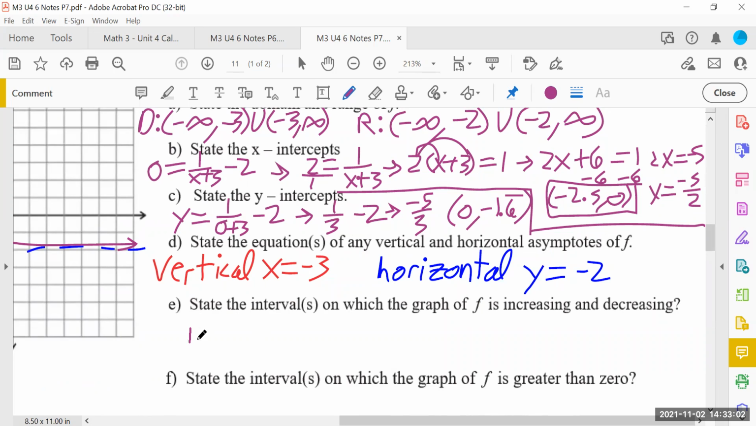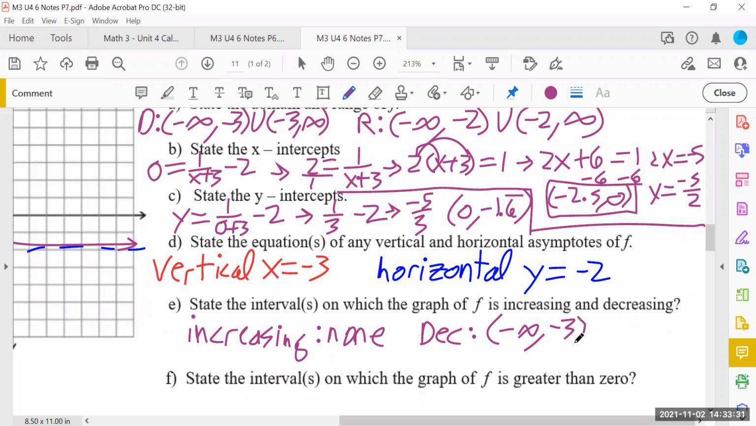This one is not increasing at all. So increasing, none. The decreasing is the entire domain. Decreasing is from -infinity to -3, and then -3 to infinity.